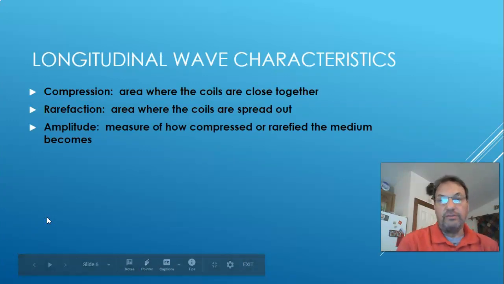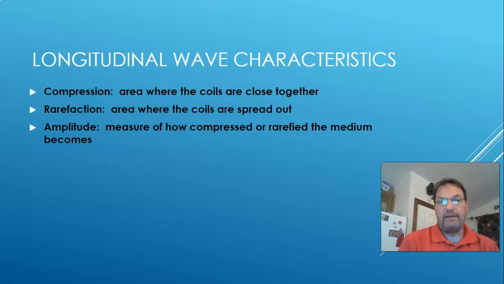For a longitudinal wave, remember this was exemplified by the slinky, you are going to have a compression, and this is an area where the coils are close together. And then rarefaction is the area where the coils are spread apart.